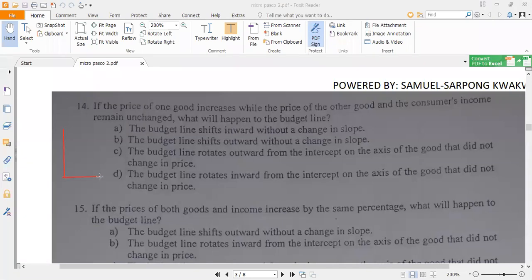This is our initial budget line. Okay, this is good X. Now, there is an increase in the price of good X, right? So this is what happens. The budget line will rotate inward about the axis of the good whose price is still the same. Okay, so the budget line rotates inward from the intercept on the axis of the good that did not change in price. So this one is only the price of good X that is increasing. The consumer's income is constant, and then the price of Y is constant. So we go for D.